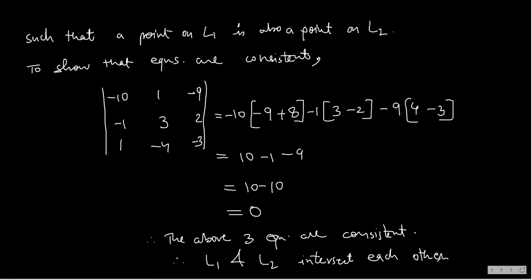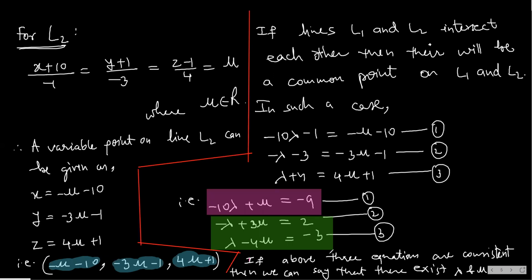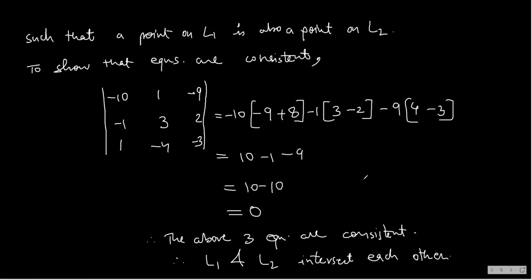Now what we have to do? We have to find the coordinates of the point of intersection. In order to find the coordinates of the point of intersection, finding lambda or mu is essential. That we have to do. So for that we will solve equations 2 and 3. Adding equations 2 and 3, see what I get.